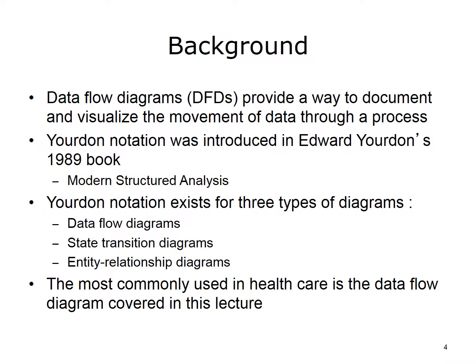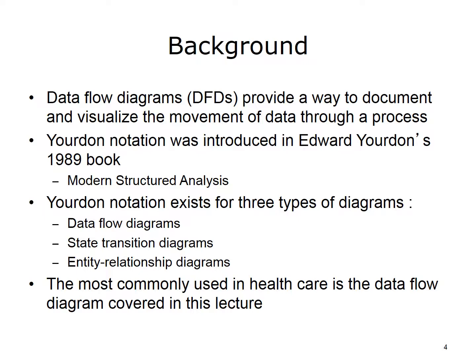Data flow diagrams provide a way to document and visualize the movement of data through a process. As such, they document several aspects of processes that analysts and process designers are interested in. There are multiple notations for data flow diagrams, including ISO 5807 flowcharts, Jordan notation, and Gane-Sarson notation. We will only cover Jordan notation for data flow diagrams in Lecture C. Jordan notation was introduced in Edward Jordan's 1989 book, Modern Structured Analysis (Jordan 2006).